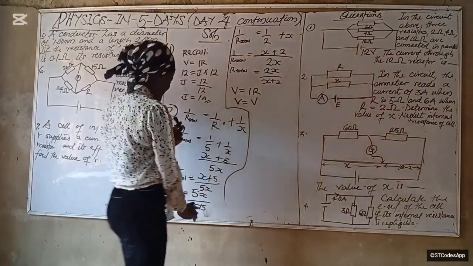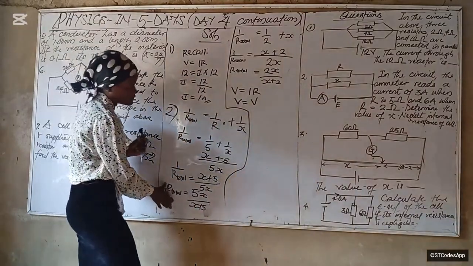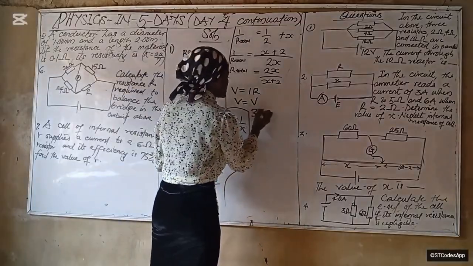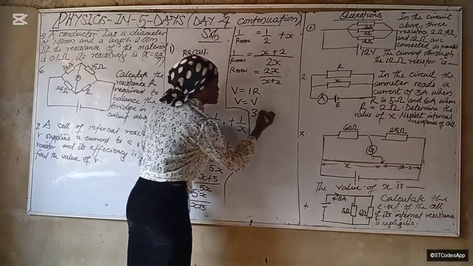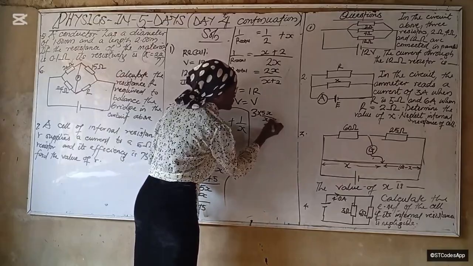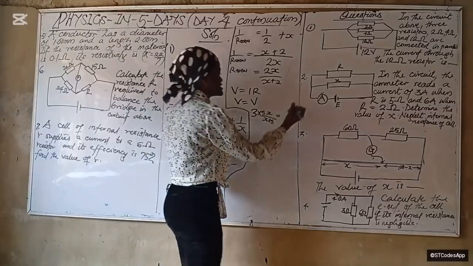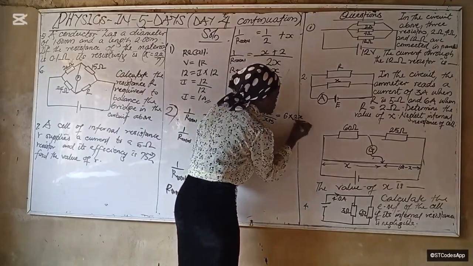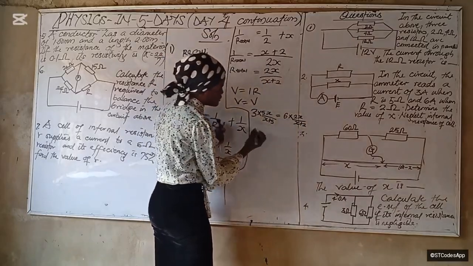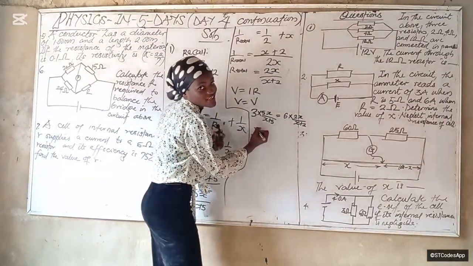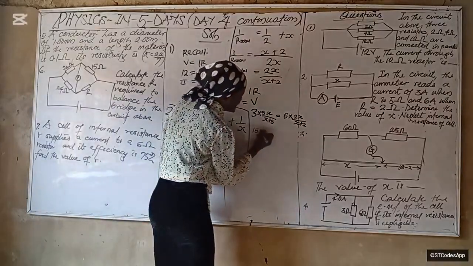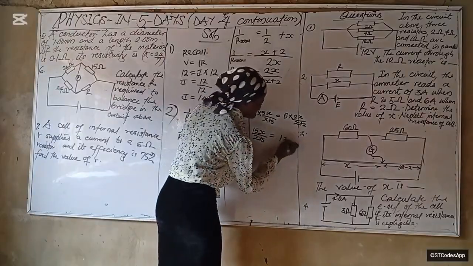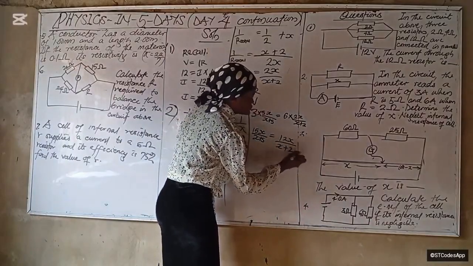So V equals V. When the current is 3 amps, V equals IR, so we have 3 times R. Our R is 5x over x plus 5, equals, when the current is 6 amps, 6 times our resistor, 2x over x plus 2. So we have 3 times 5x, which is 15x over x plus 5, equals 6 times 2x, which is 12x over x plus 2.